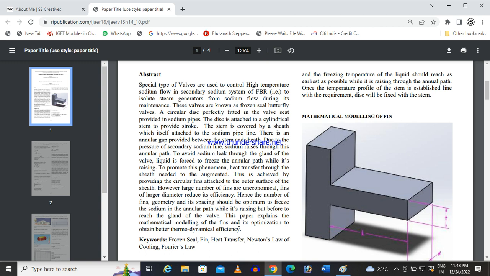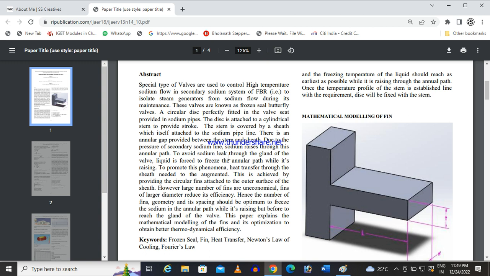Okay, these valves are known as frozen seal gate valve, not butterfly. Here in our case it is a gate valve. A circular disc is perfectly fitted in the valve seat provided in the sodium pipe. The disc is attached to a cylindrical stem to provide stroke. Okay, so this will be going up and down. The stem is covered by a sheath which itself is attached to the sodium pipeline, as I explained already.